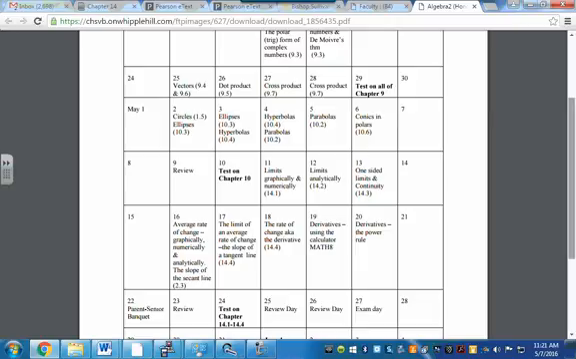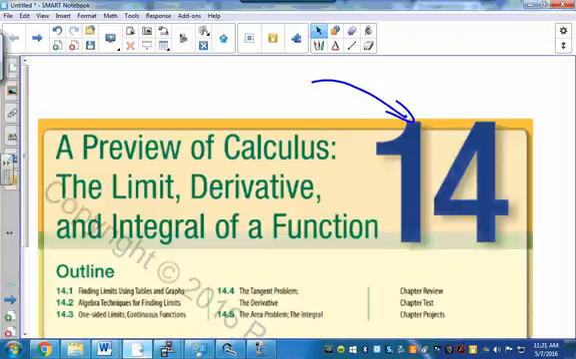And you had your chapter test on Tuesday. For all the conics, we're starting section 14.1 today, limits graphically and numerically. We'll also be looking at one-sided limits, which the schedule says we do Friday, but I think it makes sense to do both of these at the same time. So let me go back to here.